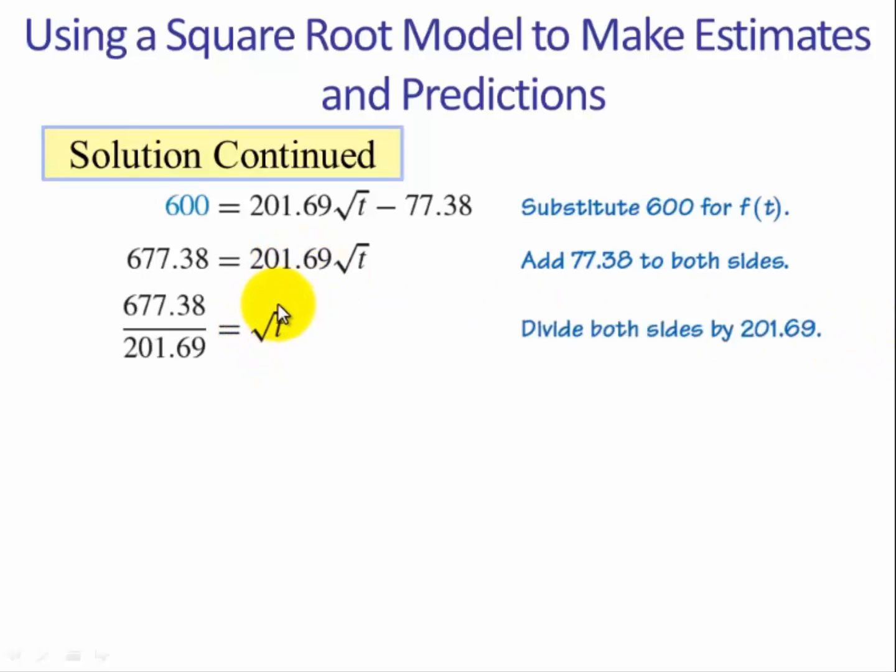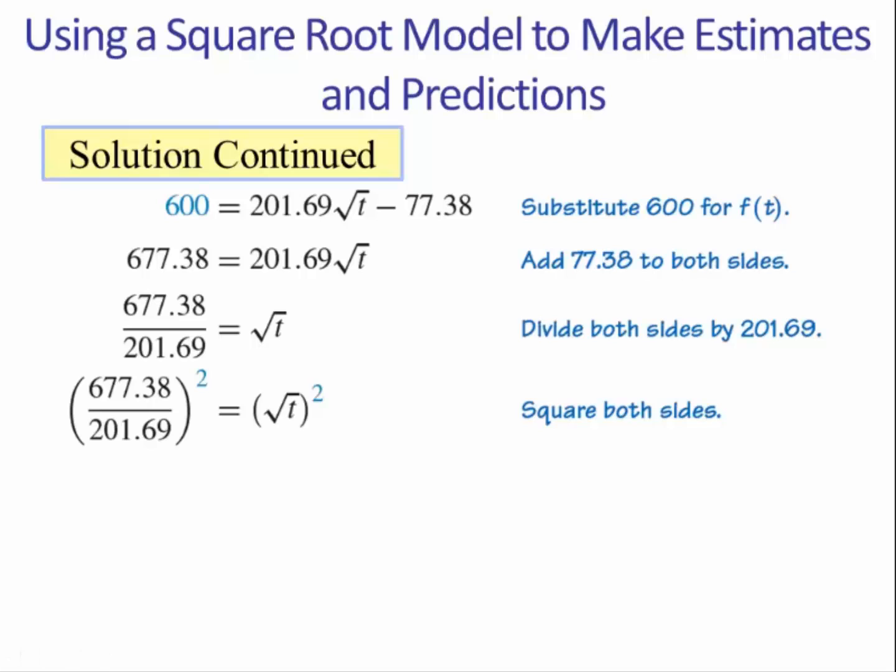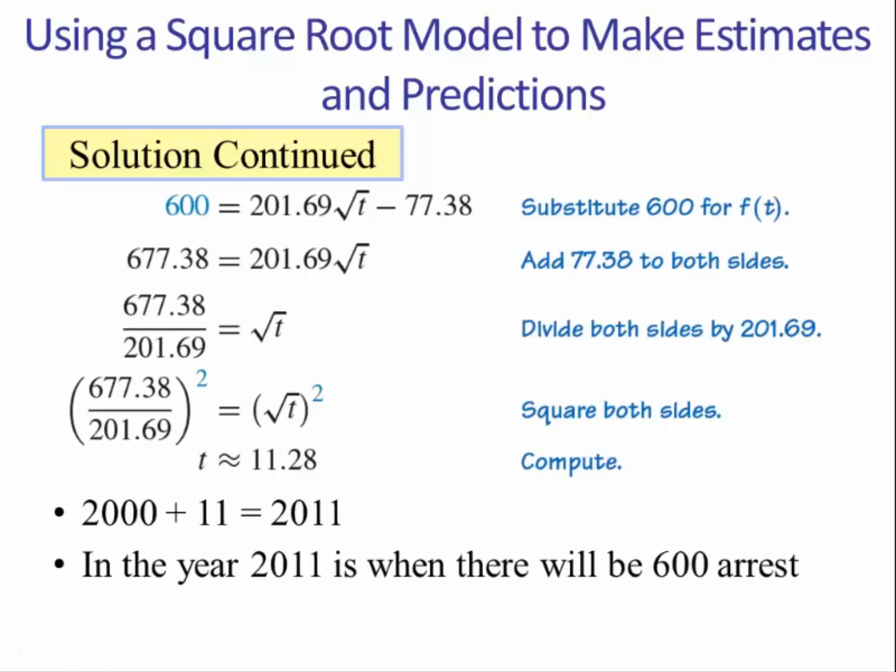And then, to get rid of the square root, we do the inverse. The inverse of square root is the square. So we square both sides, and using a calculator to compute this, we have t is approximately equal to 11.28. So 11.28 plus 2000 is a little bit more than the year 2011. So according to the model, in the year 2011, the model is predicting about 600 arrests.